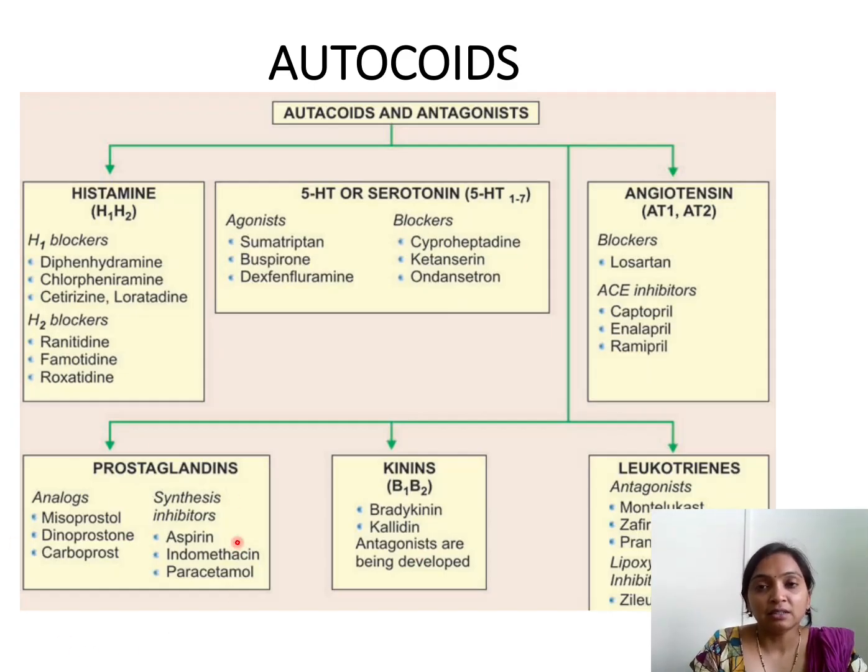But basically in the chapter of autocoids we will be mainly concentrating on serotonin, prostaglandins and leukotrienes. Kinins are hardly used, but they are also substances which will cause a decrease in the activity of a cell. And angiotensin are mainly used as antihypertensives, which you will be studying mainly in the cardiovascular system. But these three things are what you will be studying in this chapter.